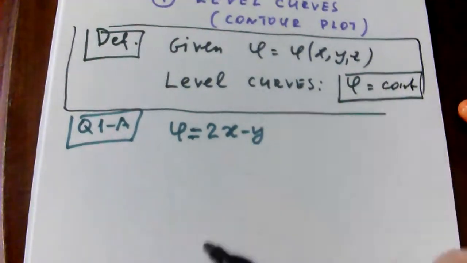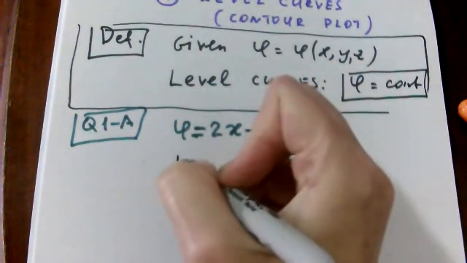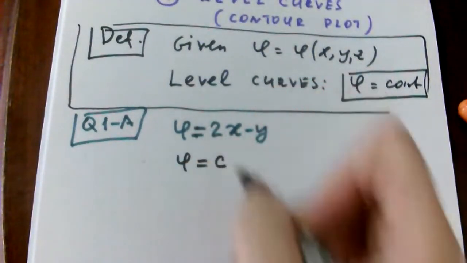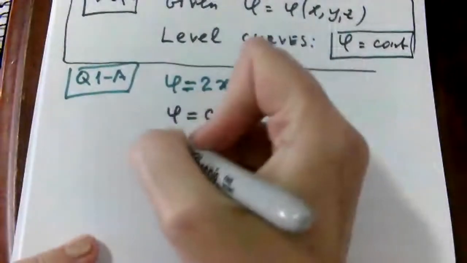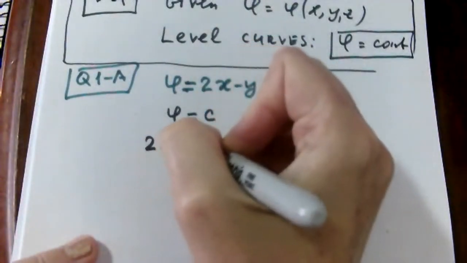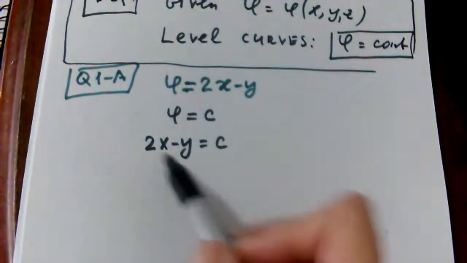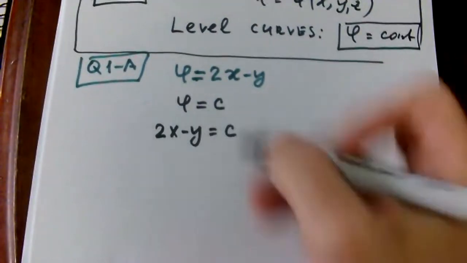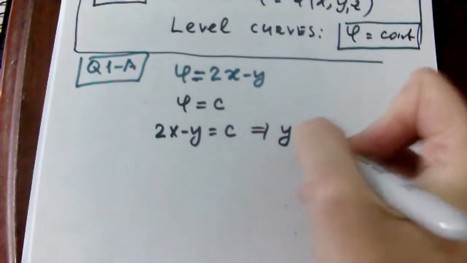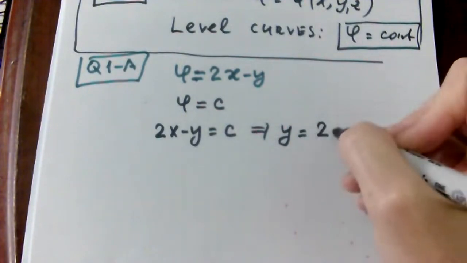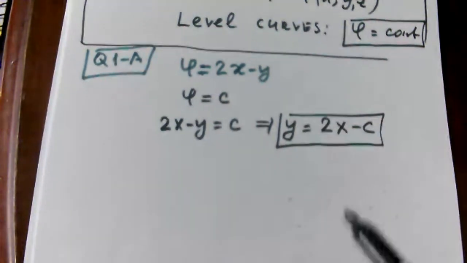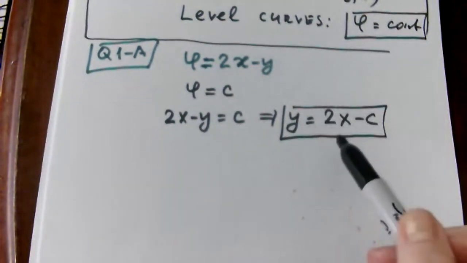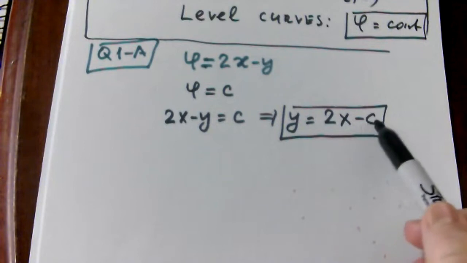Okay, let's start applying this definition. We need to set phi equal to a constant c. Let's denote it c. Then substitute the expression of the function into this. As we are going to plot all these things, it's better to express y in terms of x. y is equal to x minus c. So this is our main equation, which gives us the level curves. But unfortunately, you immediately realize that c is like a parameter here.